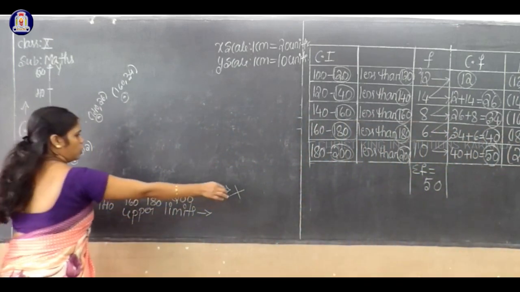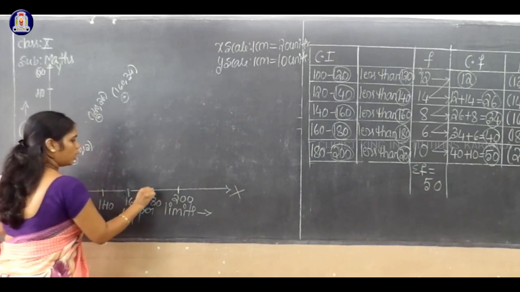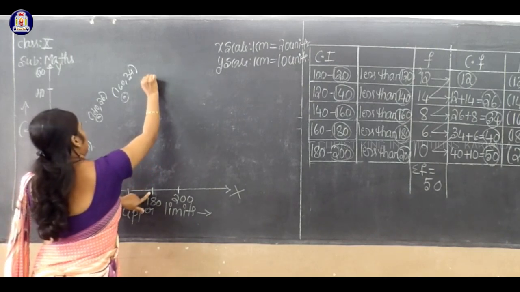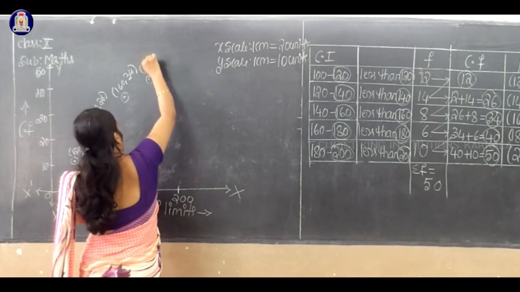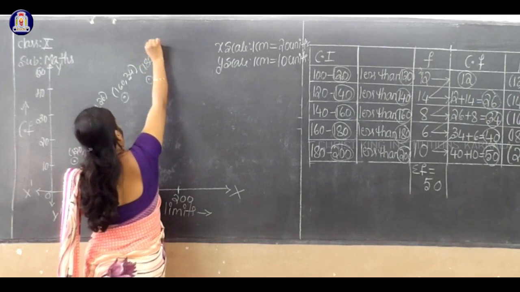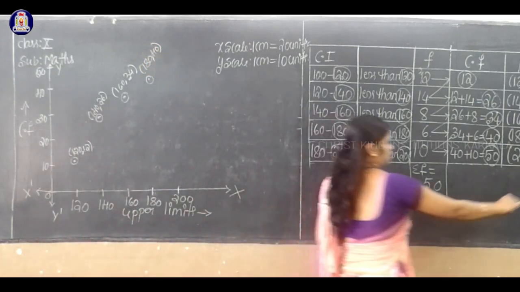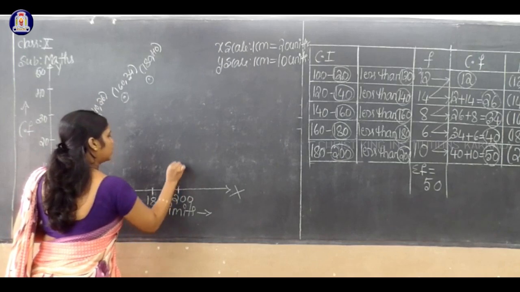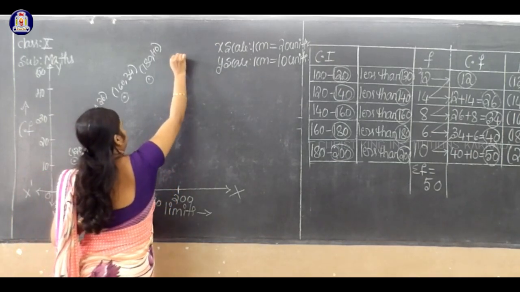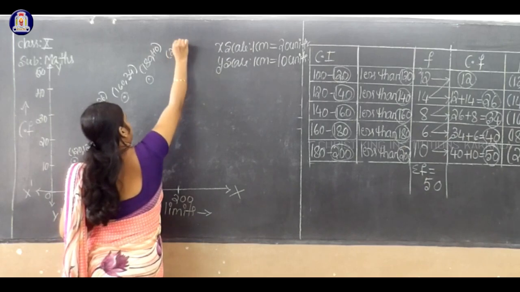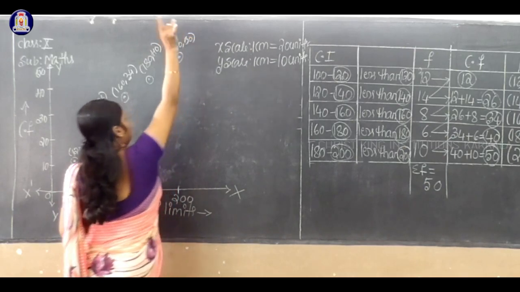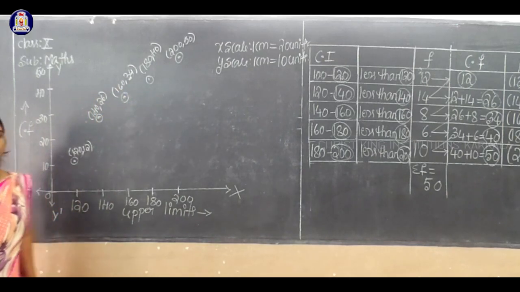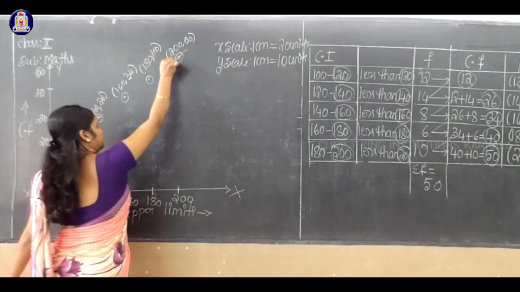Next, fourth point, 180, 40. So 180 along the x-axis. This is your 180. 180, 40. 40 along the y-axis. Next, last point 200, 50. So this is your 200, 50. Yes. So now all the points are plotted. Now I will join all these points.